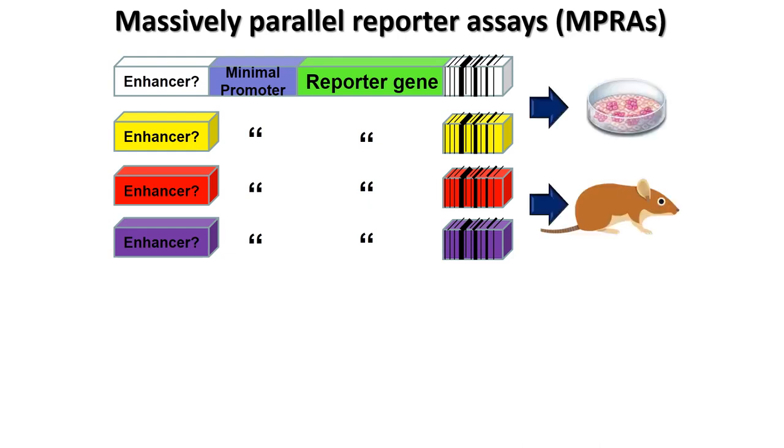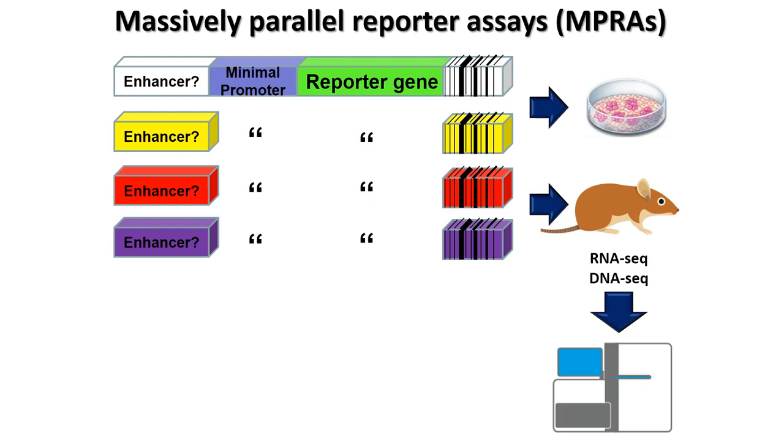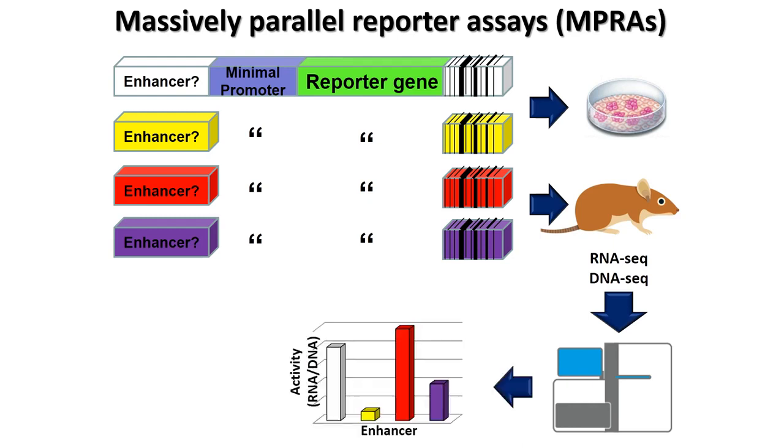Take a library of hundreds of thousands of sequences and stick them into cells or into mice. Sequence the barcodes, so the DNA will let you know which barcodes went into the cells or the mice, and the RNA of the barcodes will let you know if that sequence is an enhancer. Did it turn on the minimal promoter and reporter gene and lead to RNA of that barcode? Then plot your enhancer activity as RNA over DNA.